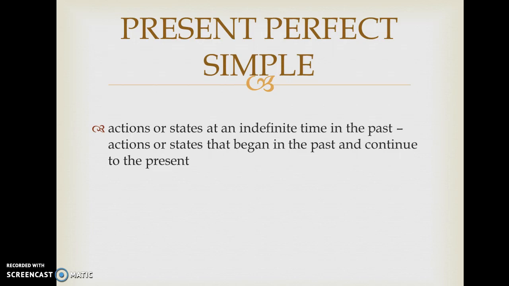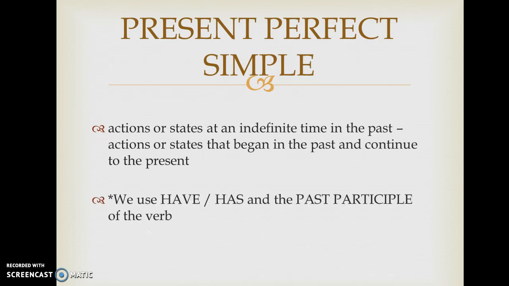The first one is to talk about actions or states at a definite time in the past, that happened in the past, but we don't know exactly when they happened, and we don't want to express when they happened. And as well for actions or states that began in the past and continue up to the present. Here, a declaratory note about the auxiliaries: we use have for I, we, you, they, and has for he, she, it, plus the past participle of the verb.